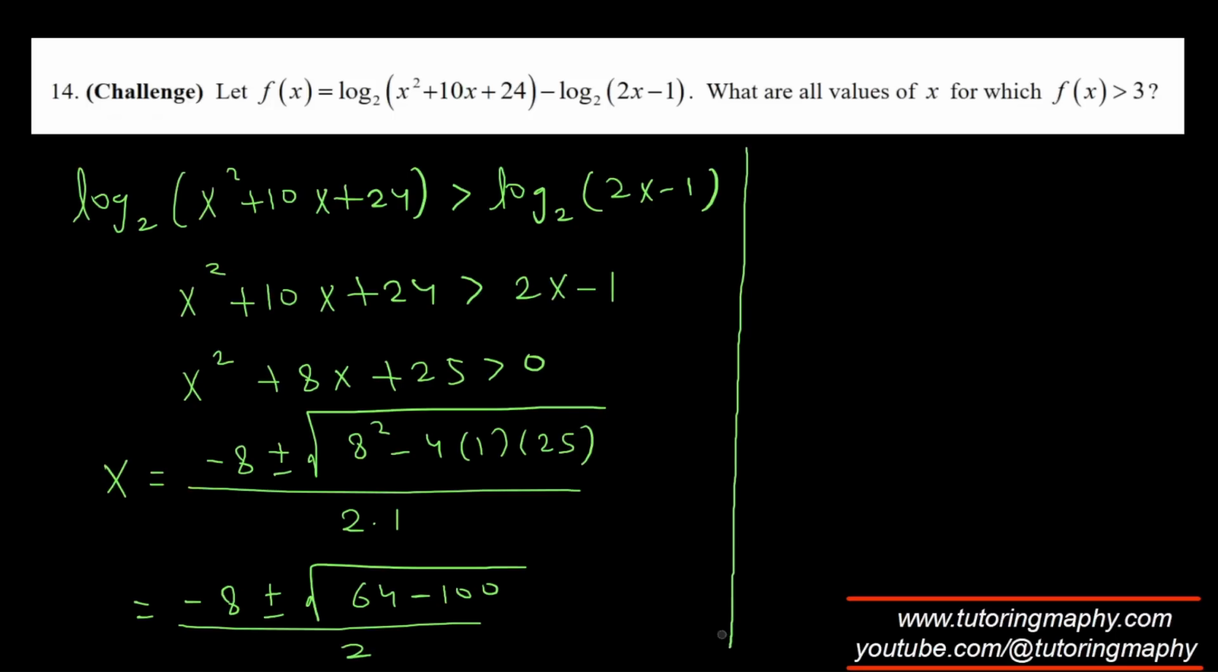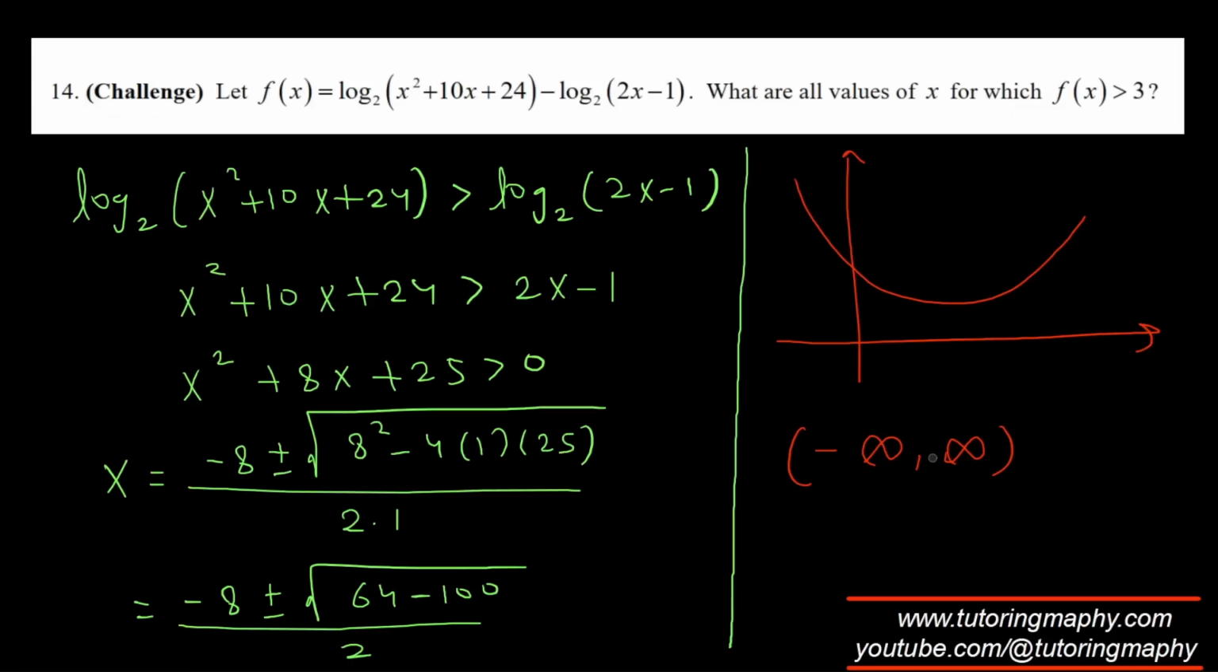Meaning of imaginary roots is it doesn't intersect the x-axis anywhere, and since it is opening towards the plus y-axis, since a value is 1, which is positive, this quadratic looks something like this. Probably its y-intercept is 25, so probably something like this. So in other words, we can say that it is positive for all values of x, because it is always above the x-axis, right? So from here, the solution is negative infinity to infinity.